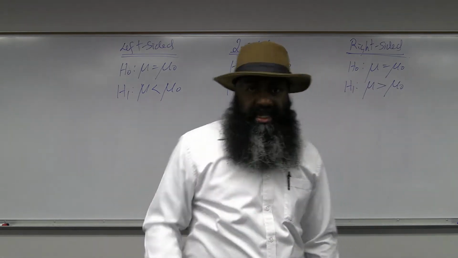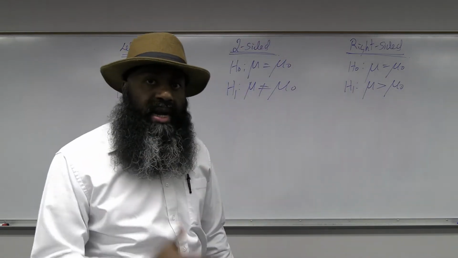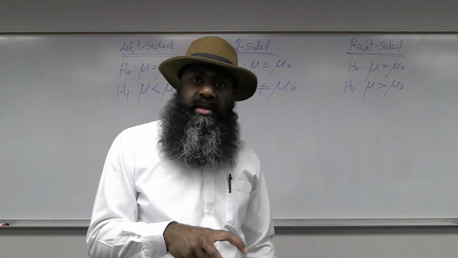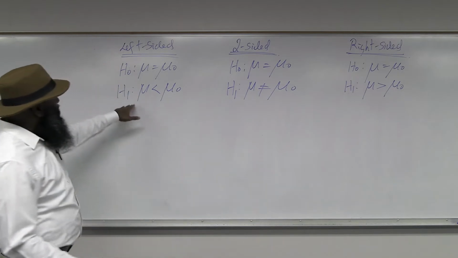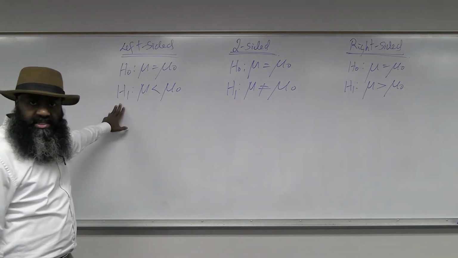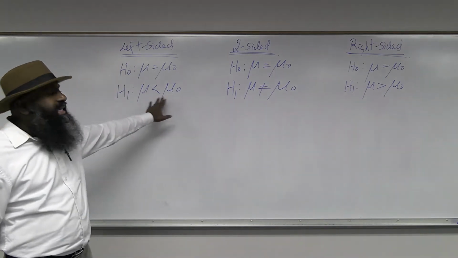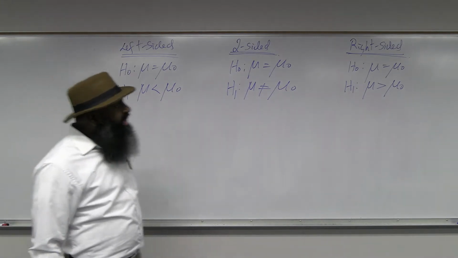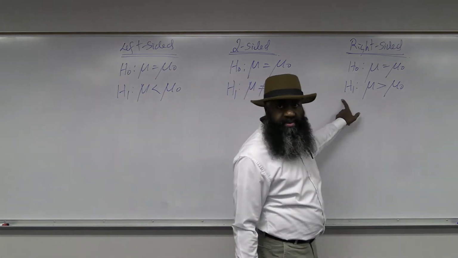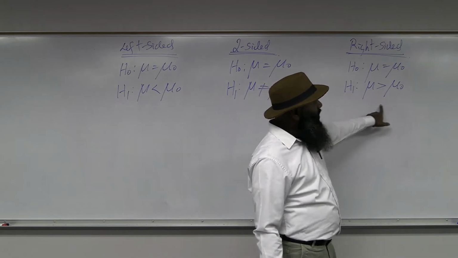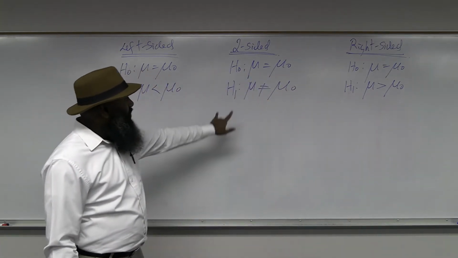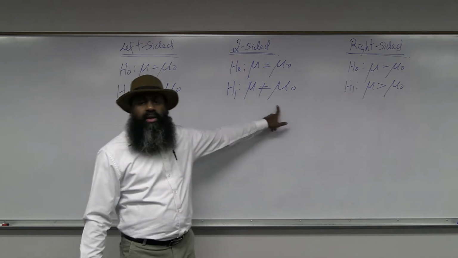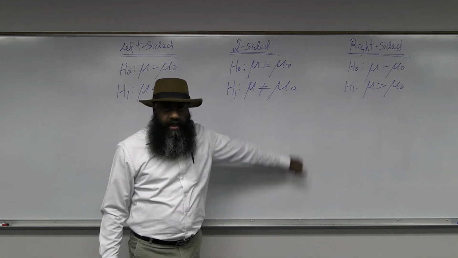The direction of the test, whether it's a left-sided, two-sided, or right-sided, is determined by the form of the alternative hypothesis. For a left-sided test, we have the alternative hypothesis written as mu is lesser than mu 0. For a right-sided test, we have the alternative written as mu is greater than mu 0. For a two-sided test, we have the alternative hypothesis written as mu is not equal to mu 0.